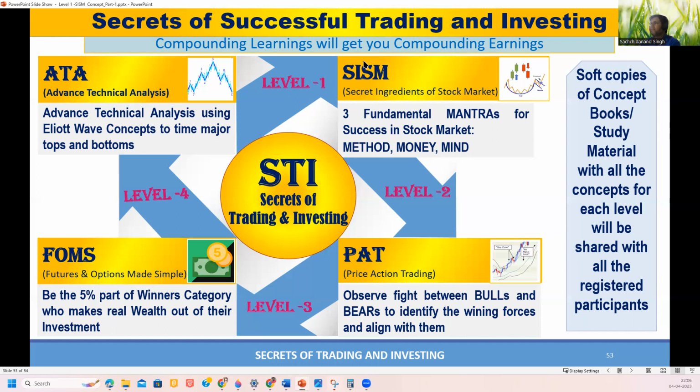So we are now under SISM, which I named Secret Ingredients of a Stock Market, that is level 1. It has 4 modules, or 4 units, and 1 unit we have almost completed. After completing the first level, we should be able to start crawling in the stock market. The second level gives more edge, and maybe we can walk or move a little faster.